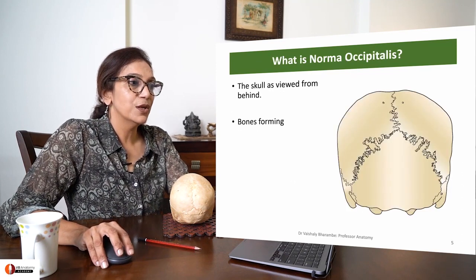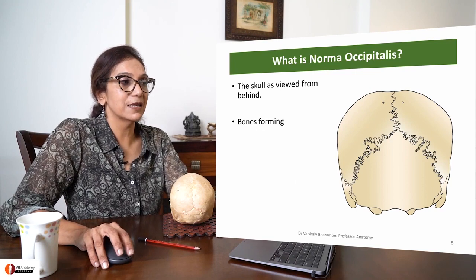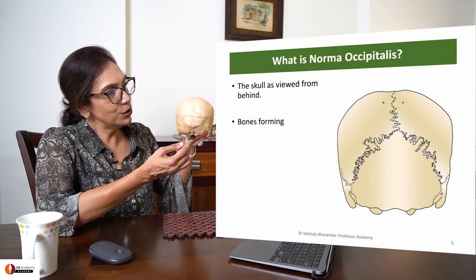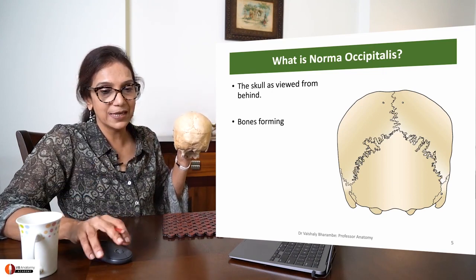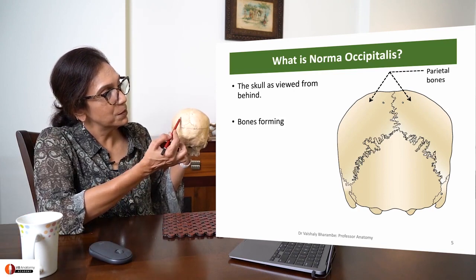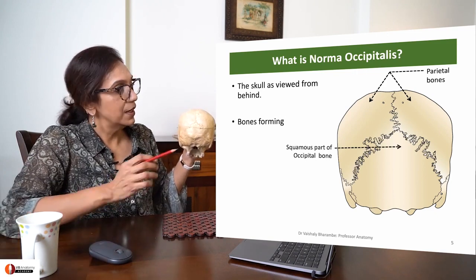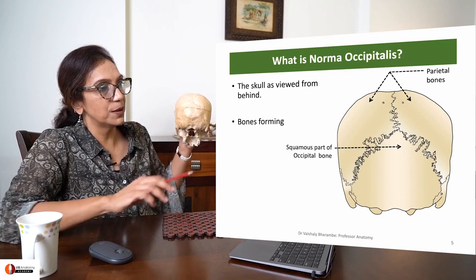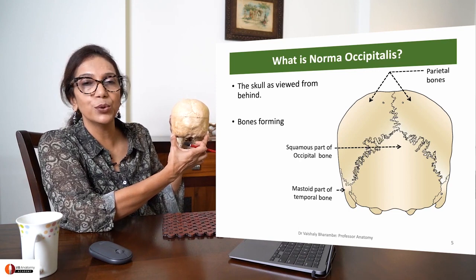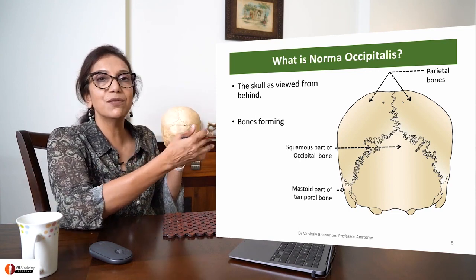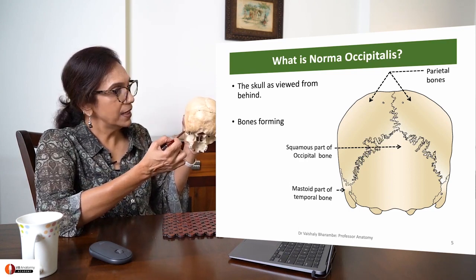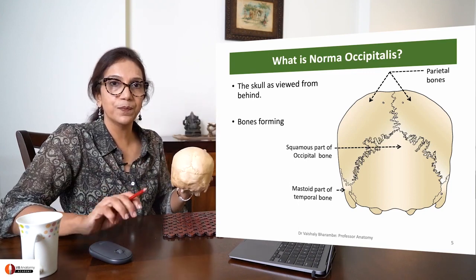Okay? Right. So what is Norma Occipitalis? Let's ask ourselves that. It is the skull as viewed from behind. Okay? So whatever you're seeing now is your Norma Occipitalis. What are the bones forming Norma Occipitalis? These two above, parietal bones. Okay? Here, the squamous part of the occipital bone. And at the two corners here, the mastoid part of temporal bone. Right? So these are the bones that are forming the Norma Occipitalis. Above, two parietal, here occipital, and here the mastoid part of temporal bone.